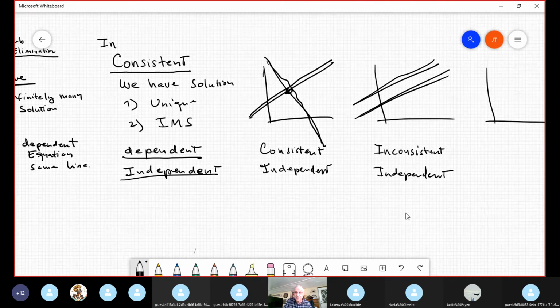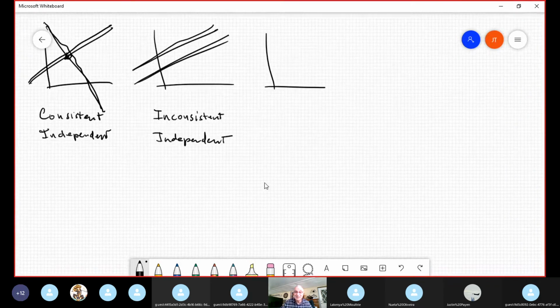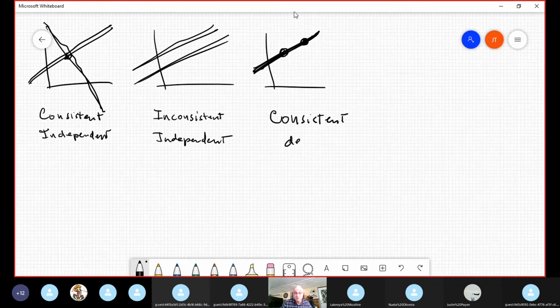And the third case is the same line. They are a perfect coincidence. One line and another line are exactly the same. This is also consistent because we have solutions. The problem is we have infinitely many solutions. Any point on this line is a solution, but this is dependent.